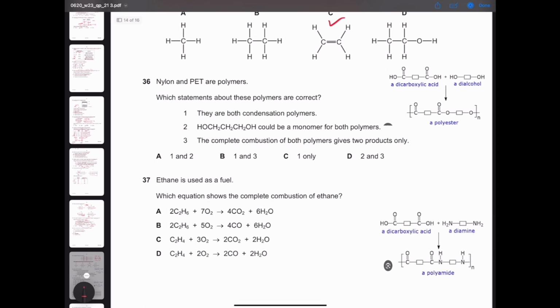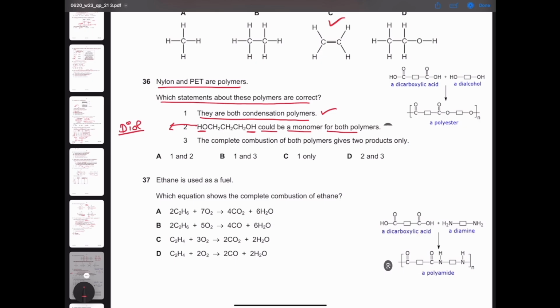Now, nylon and PET are polymers. Which statements about these polymers are correct? They are both condensation polymers. This is correct. This is alcohol and this is alcohol. So they're talking about diol. A molecule with two alcohol groups is called a diol. Could be a monomer for both polymers.